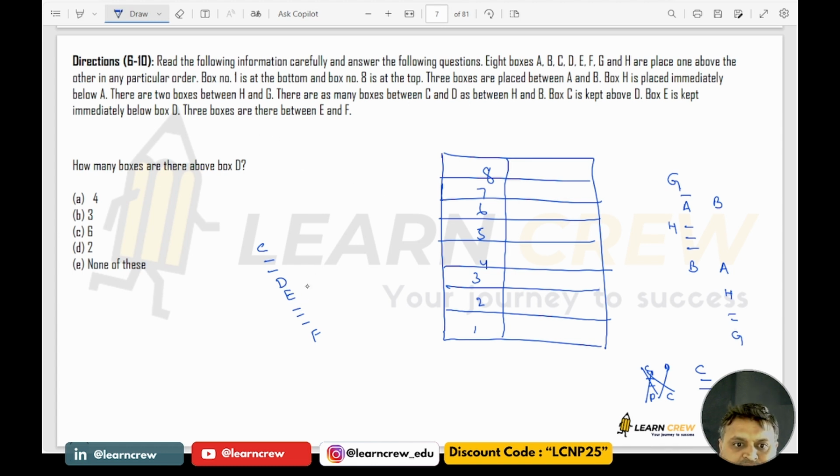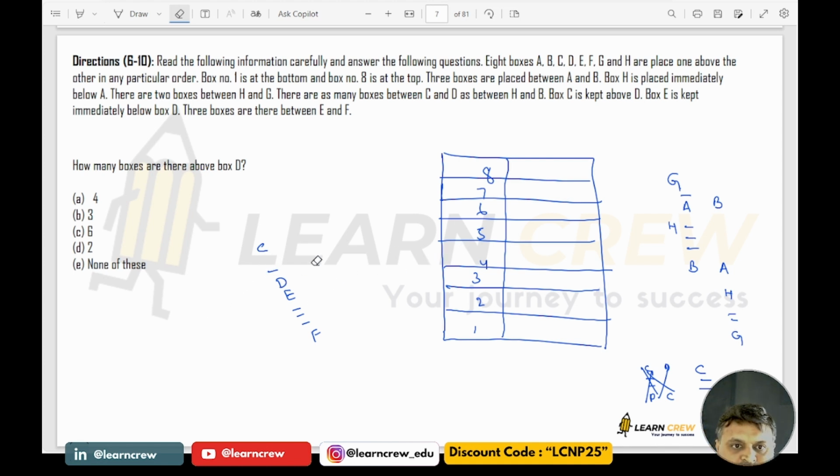Between E and F. And what is given here? There are as many boxes between C and D as between H and B. Between H and B we have 2 boxes. It is given, box H is placed immediately... There are 2 boxes between H and G. Sorry, H and G, it is not B. There are as many boxes between C and D. So I can say between C and D only 1 box, then it is satisfied.